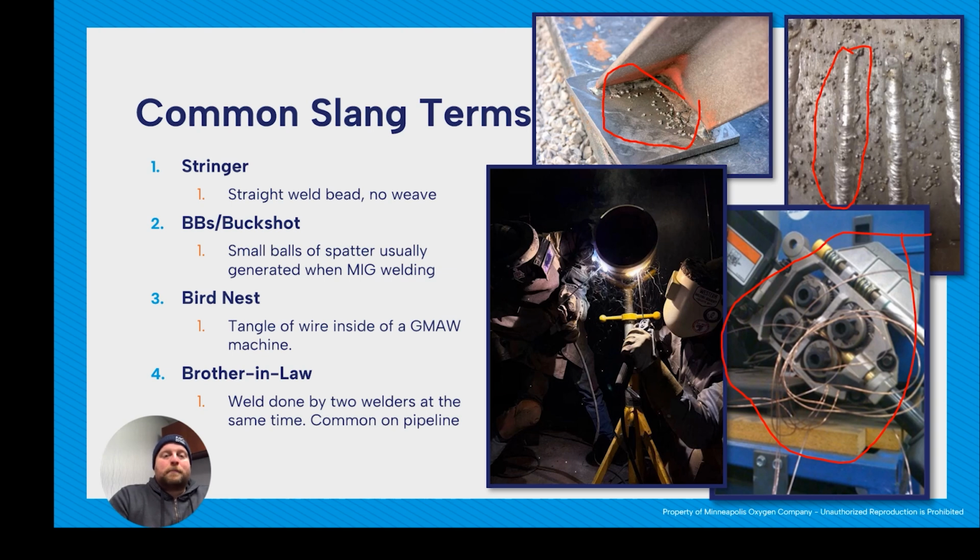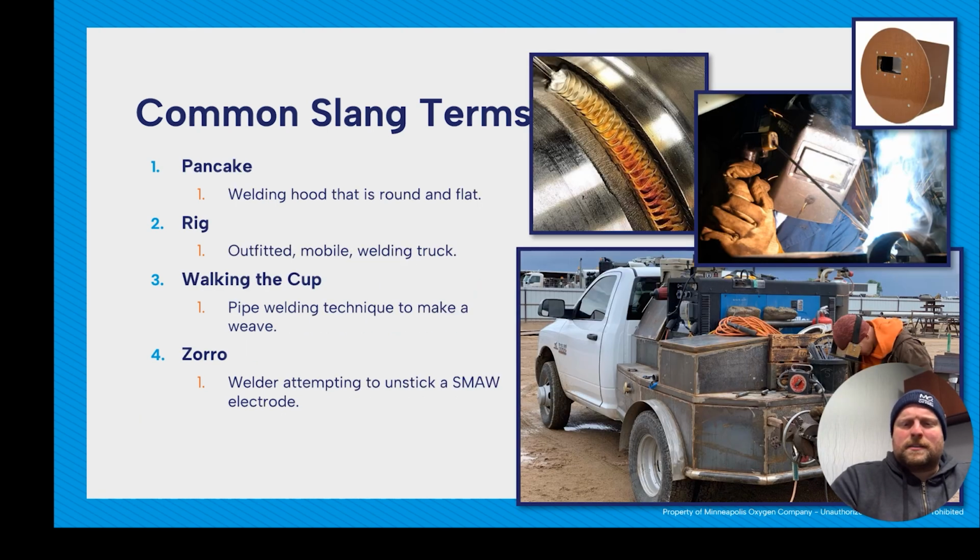And then a brother-in-law weld. This is a weld done by two welders at the same time, very common in pipeline. So we see in this photo here, we got a pipe and two people are welding on each side using SMAW. So that's going to be a brother-in-law weld. And I believe this is our last term for the day.